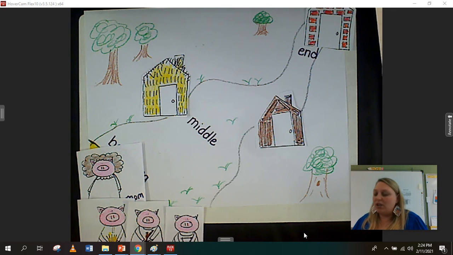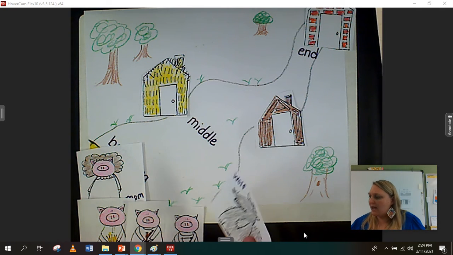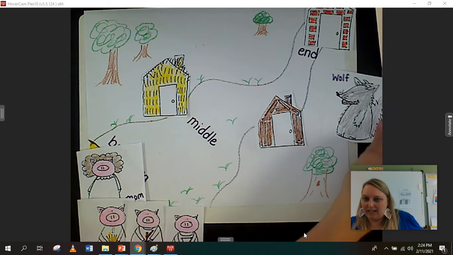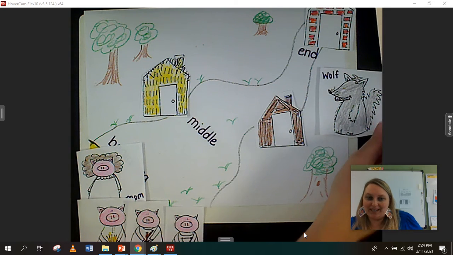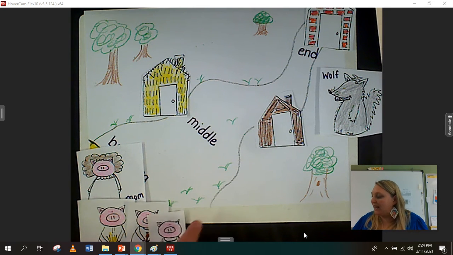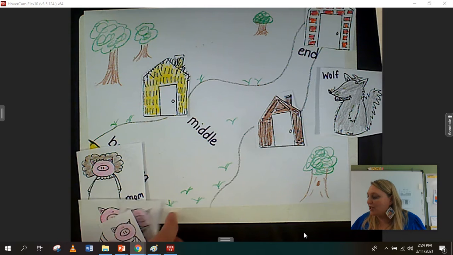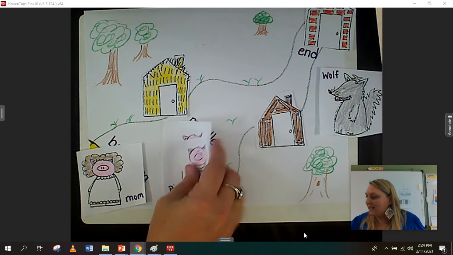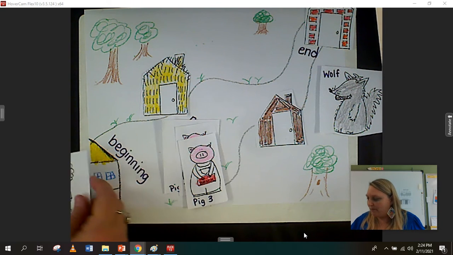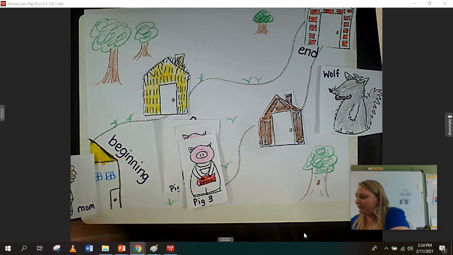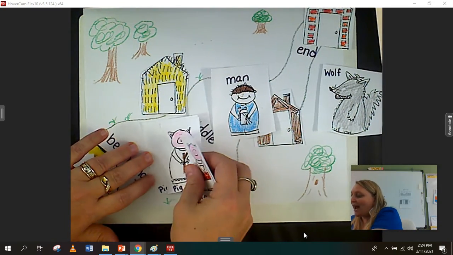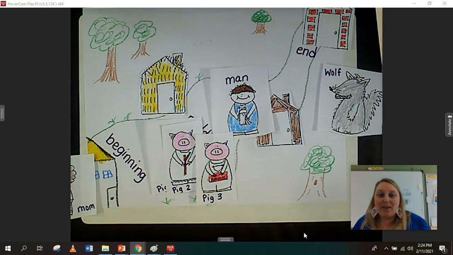One day she said, "You guys are growing up and you need to go build houses of your own, but be careful, there's a big bad wolf hiding." We're going to put him over here. So the 3 little pigs took off to go find some supplies to build their home. And they met a man who had some supplies, and they bought some supplies from the man.